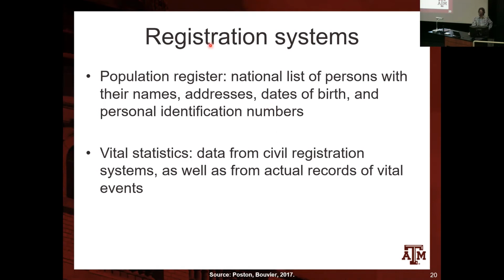So these registration systems collect vital statistics. So it's data from civil registration, from birth certificates, from marriage certificates, from death certificates, and so on. And it's also from actual records of vital events. So with civil registration systems, getting married or divorced, you collect data. You go to the local office, and that local office sends it to the federal government. And vital events such as birth and death are also recorded in birth and death certificates.